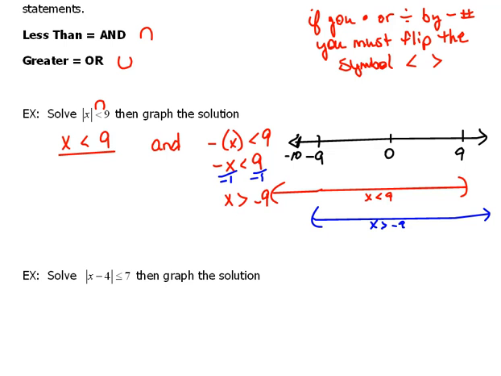Well, in this case, they would overlap starting here at negative 9 and going all the way over to a positive 9. So this would be the graphical answer. And as far as interval notation, we have to write that straight off the graph: parenthesis, negative 9, comma 9, and close the parenthesis. So that would be our interval notation.